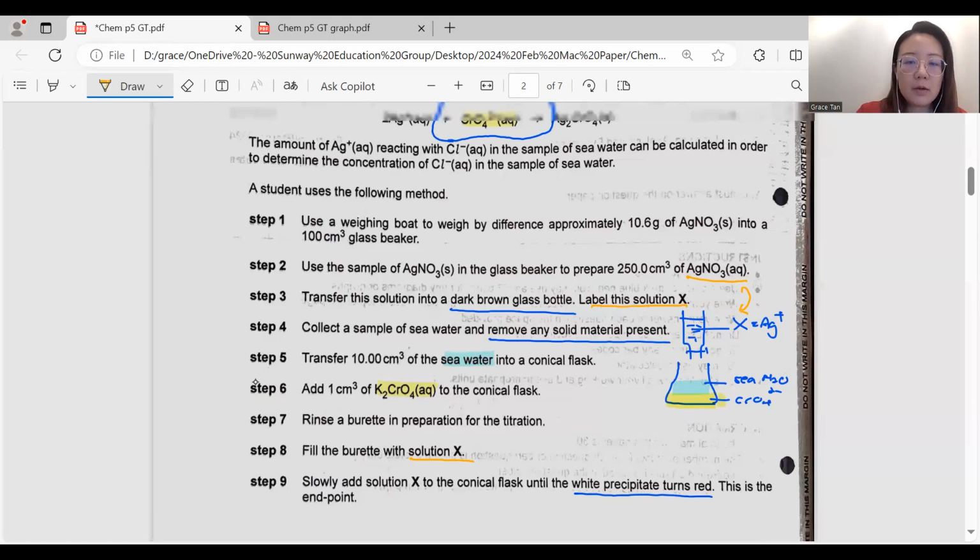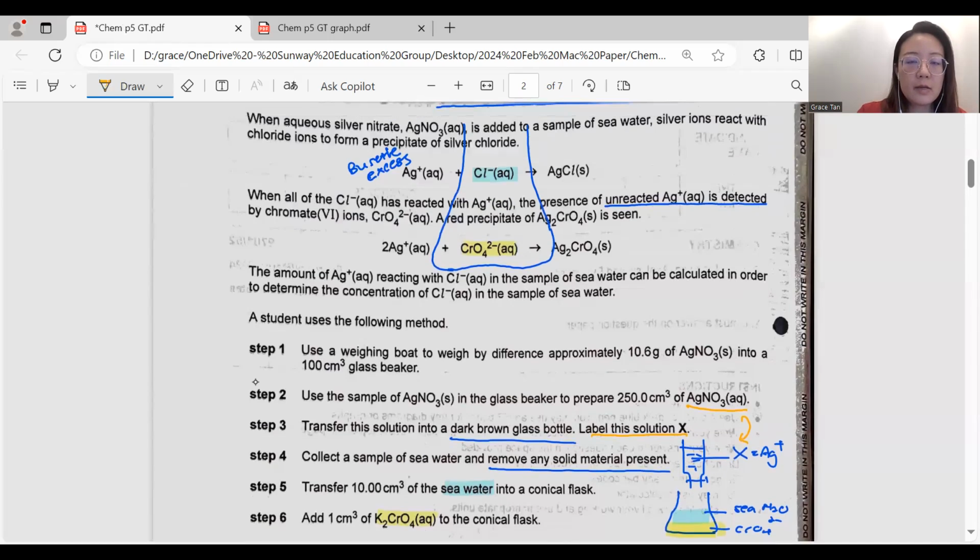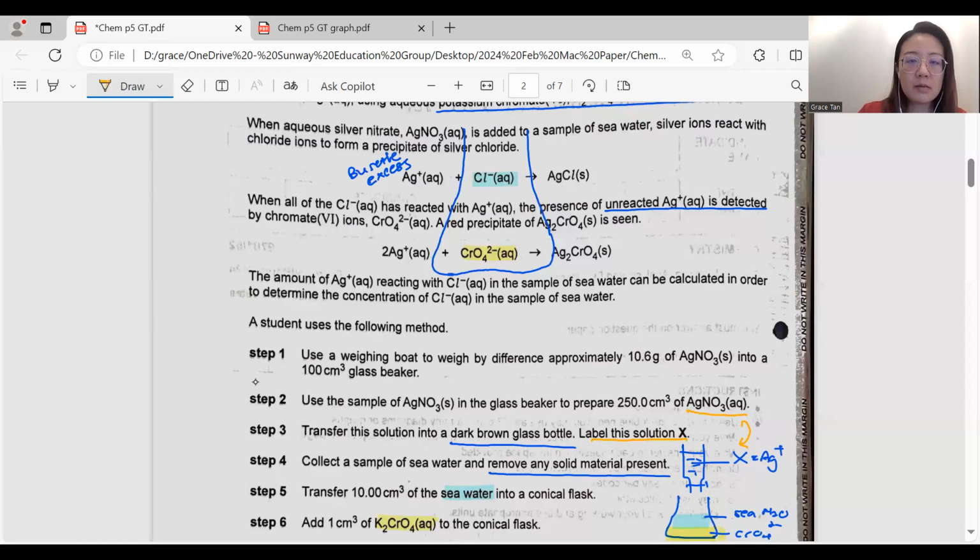Now, let's look at what is going on over here. Okay, so you can actually look at the drawing as well as step 1 to step 6. All right, so everybody, you can look at the top conical flask that I've drawn or the bottom right corner. So in the conical flask, you already put the seawater, which is the blue color highlighter chloride, and you put 1 centimeter cube of the potassium chromate in. So in the conical flask, you can see you already put these two. Now, these two ions are in two different equations. All right, they won't react first.